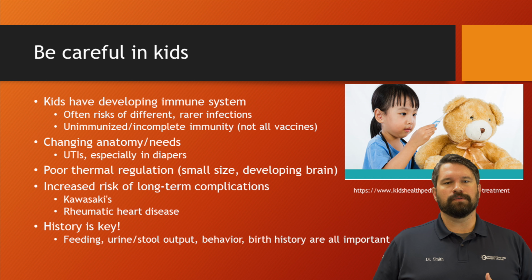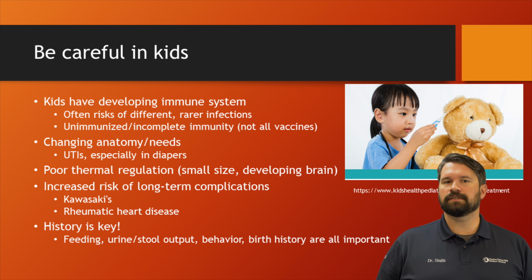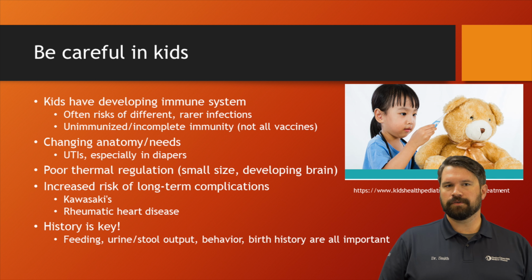They have a developing immune system. When a child is first born, the immune system mainly comes from their mom. As that starts to go away after a month or two, their own immune system starts to ramp up, and they're constantly changing. So kids will be sick half the year, it seems like.